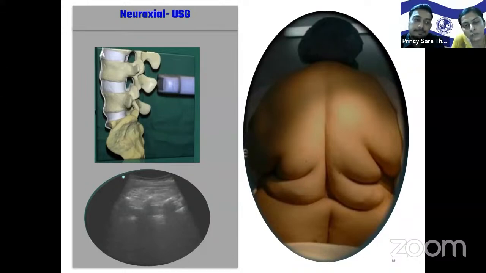And one thing we have to be cautious about in this patient is that we have to keep the catheter at least 5 centimeter in the epidural space to avoid displacement. And the epidural catheter has to be well fixed, and if needed, we can even tunnel the catheter under the skin to avoid displacement.